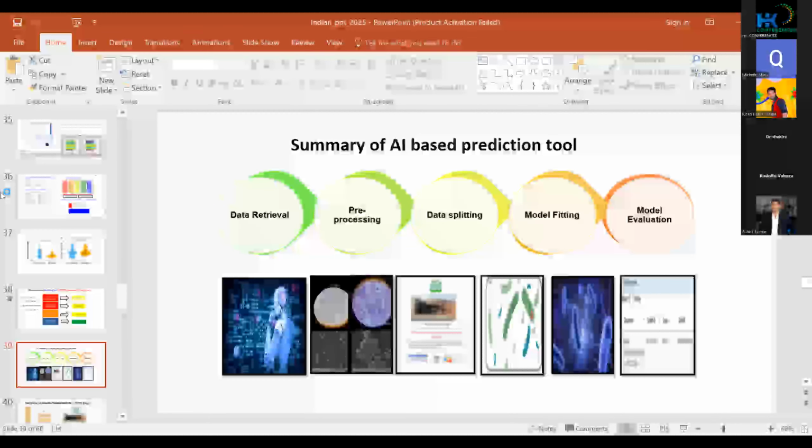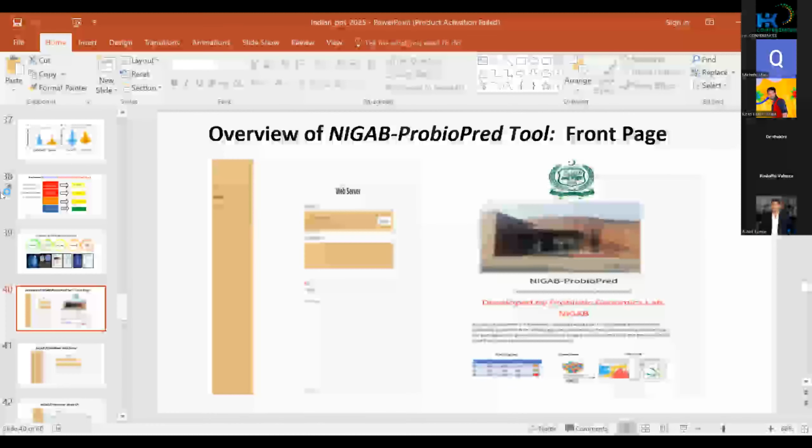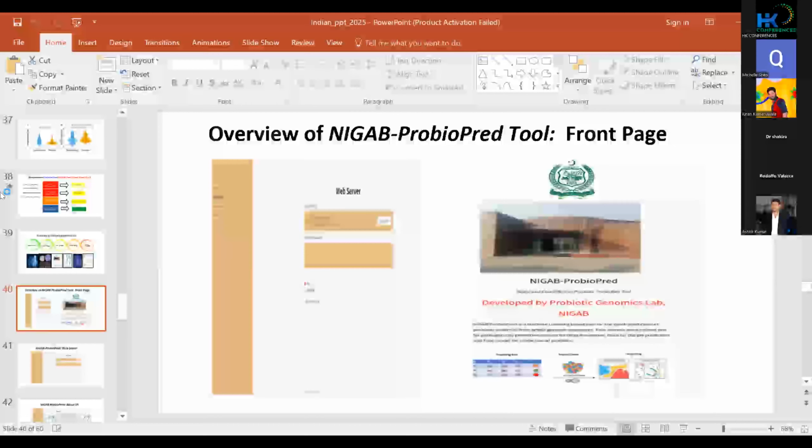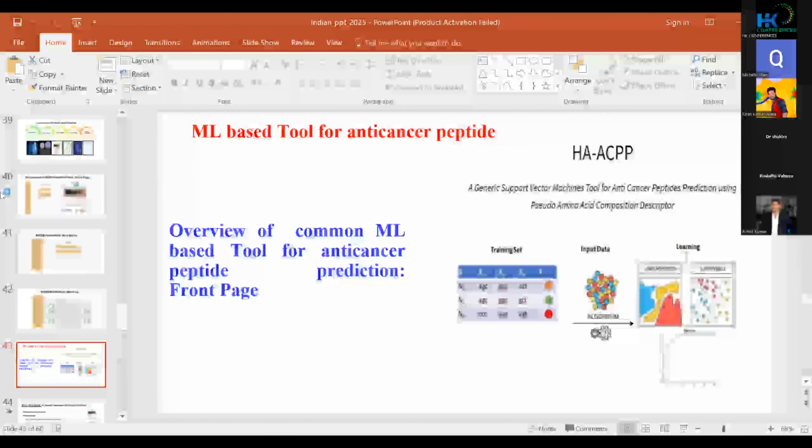So this is a summary of our AI-based prediction tool. Data was retrieved and two models were built for the screening of unique strains from huge untested strain collections. This is the first page of our NIGAB probiotic predict model, where we put our untested data and it predicts whether this data can be used to prepare a unique, promising, or novel probiotic product in future or not. So here is an overview of our tool.